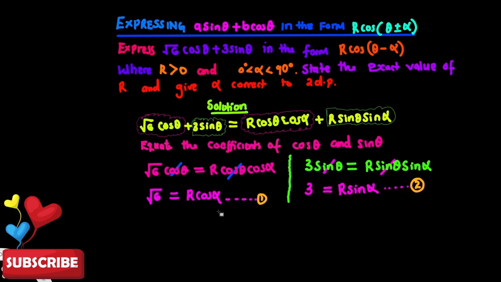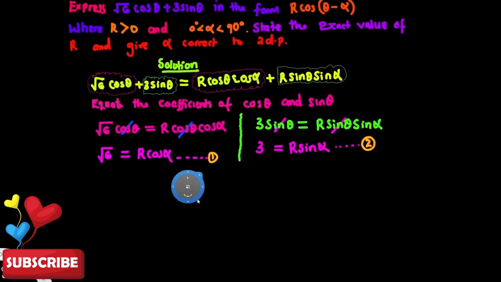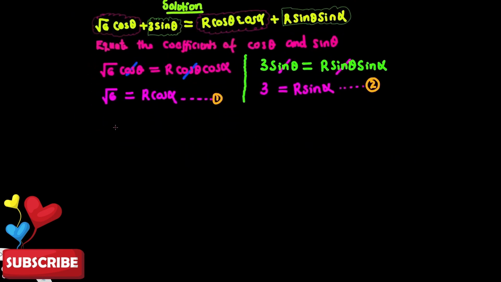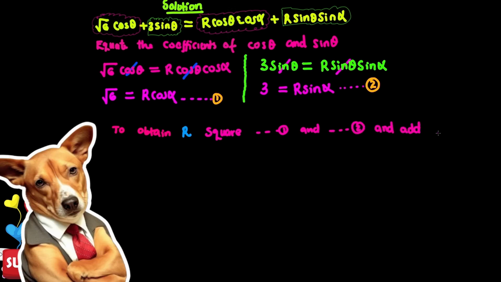Now let's go on, and this is going to be equation 1, equation 2. Now let us try to work out the value of r. To obtain r, we are going to square the two equations and then add them so that we can get rid of the trigonometric ratios.